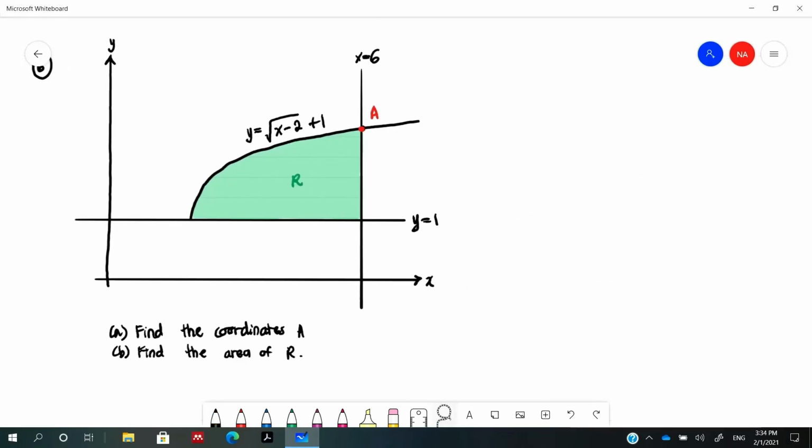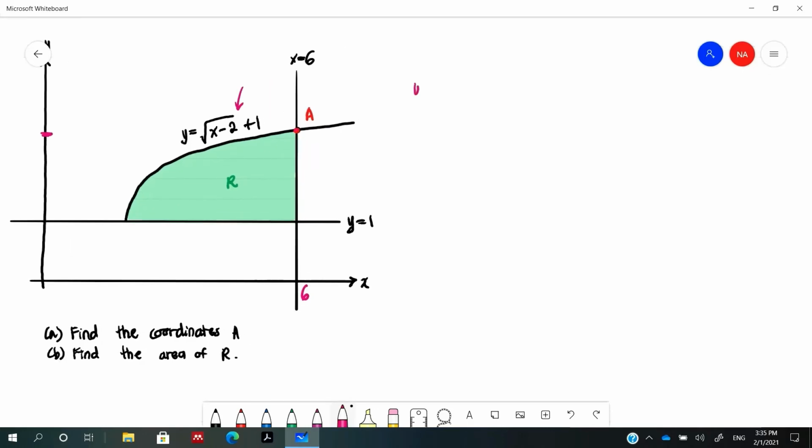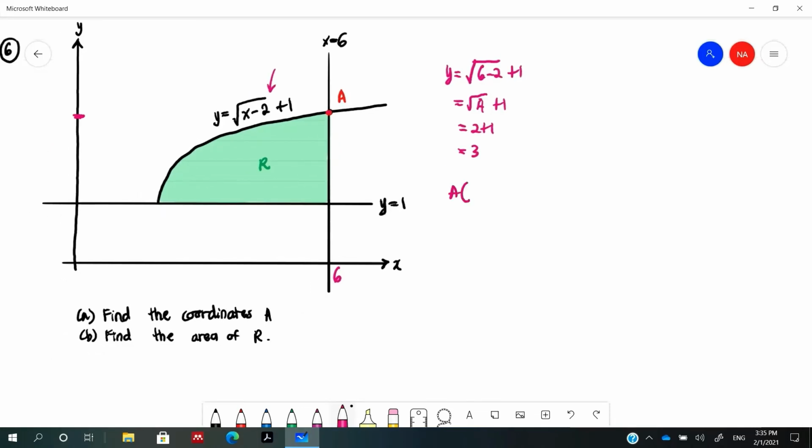All right, so we have the last question here. Suppose we have this region. Now we want to find the coordinates for A. So we know that x is equal to 6. Of course, x is equal to 6 here. So to find the y coordinate for A, somewhere around here, we have to substitute inside this function, because it passes through A. So we have y equal to, when x is equal to 6, square root of 6 minus 2, plus 1. The square root of 4 is 2, plus 1, and the answer is actually 3. So the coordinates for A is actually (6, 3).